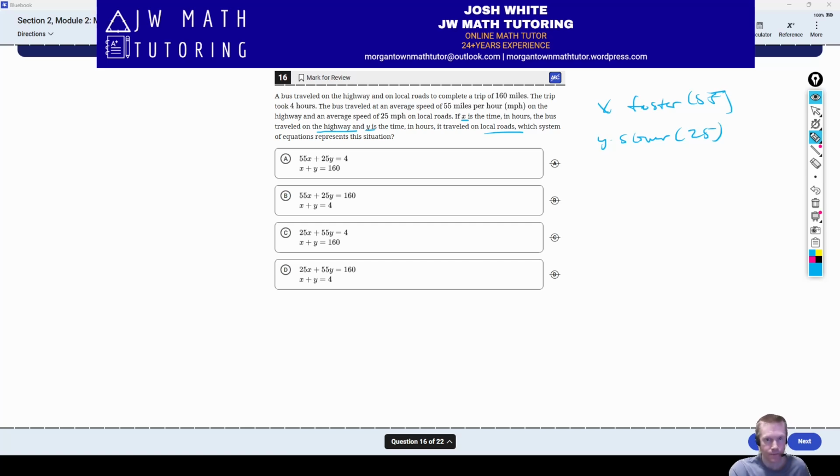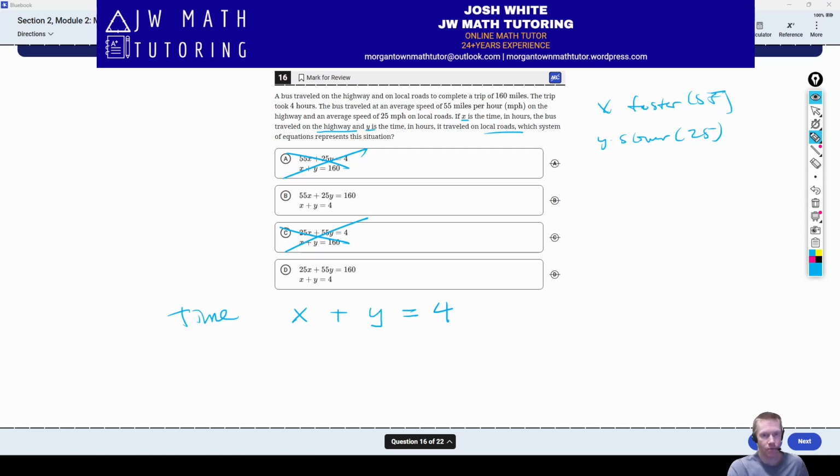All right. So now let's look at setting up some systems of equations. So first, we know that the total time, oh, and also we know x is time and y is time, okay? So one equation is just going to be time. Time spent on highway plus time spent on local roads together has to add up to 4 hours. So one equation has to be x plus y equals 4. So this is out, and this is out. So we're down to B versus D.